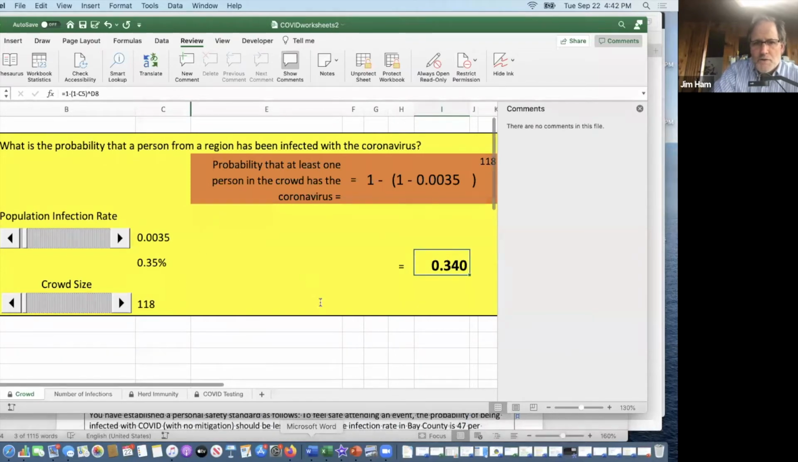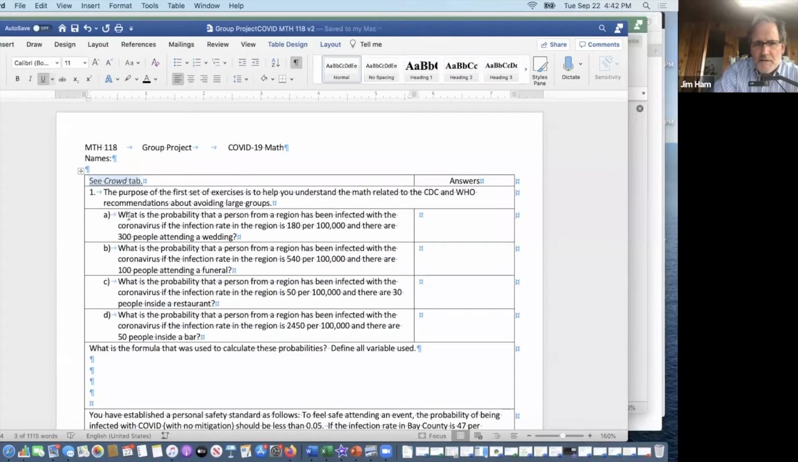So we're going to do one of these, this one here. What is the probability that a person from a region has been infected with the coronavirus if the infection rate in the region is 180 per 100,000 and there are 300 people attending a wedding? So let's say you're going to a wedding, there's 300 people there, and you want to know what's the probability that someone in the crowd is infected?